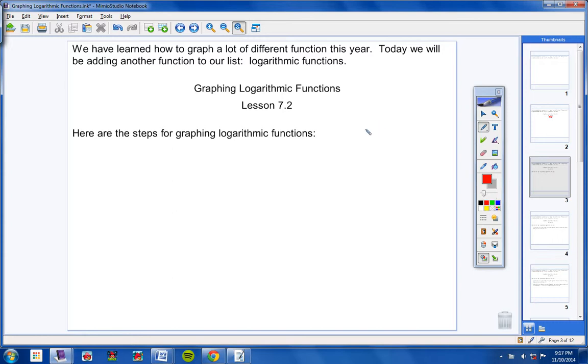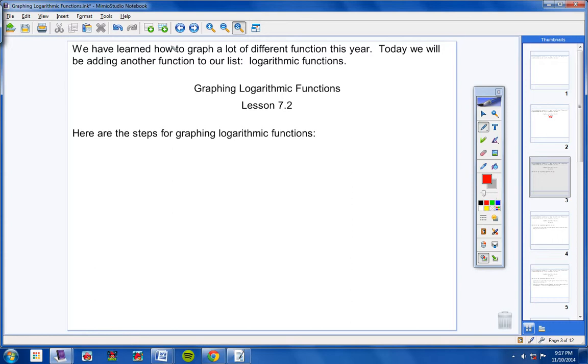Now, here are the steps for graphing logarithmic functions. Please understand, students, that these steps will be a little confusing, okay? And I'll explain them later, but they are not supposed to make sense until I've gone over them. So for now, just copy down the steps and then understand later. I will go over these with you, okay?